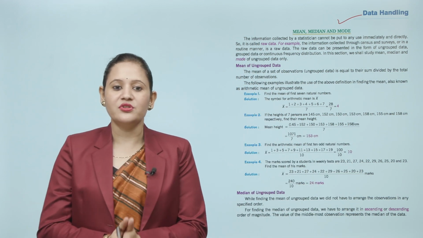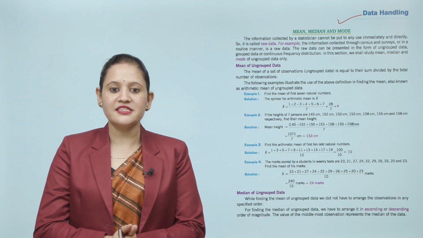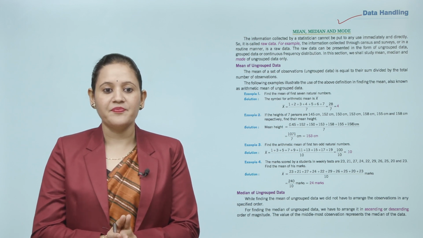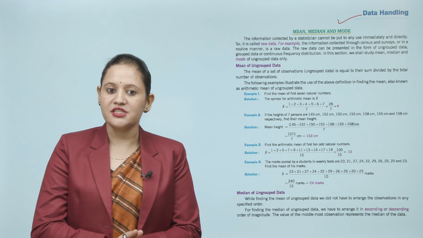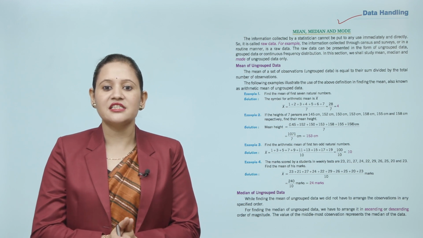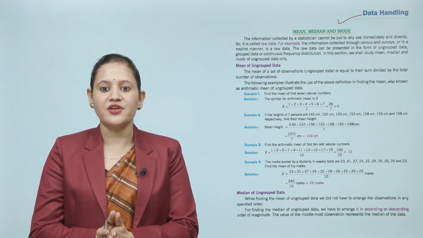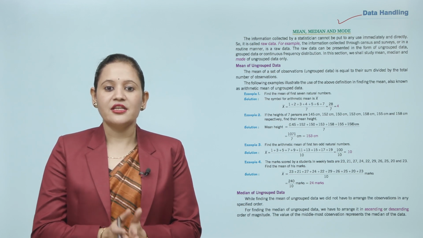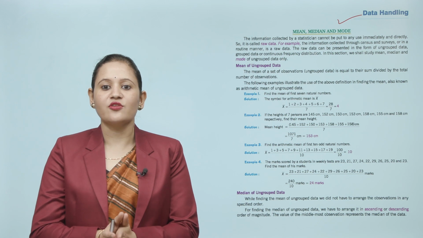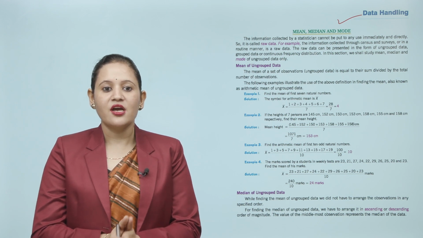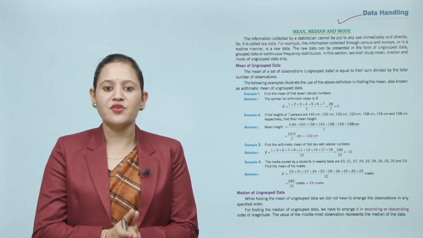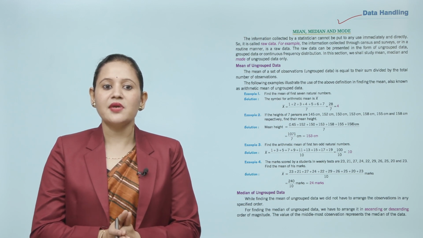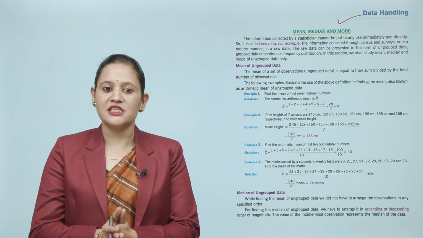Mean, median and mode. The information collected by a statistician cannot be put to any use immediately and directly, so it is called the raw data. For example, the information collected through census and survey or in a routine manner is the raw data. The raw data can be present in the form of ungrouped data, grouped data or continuous frequency distribution. In this section, we shall study mean, median and mode of ungrouped data only.